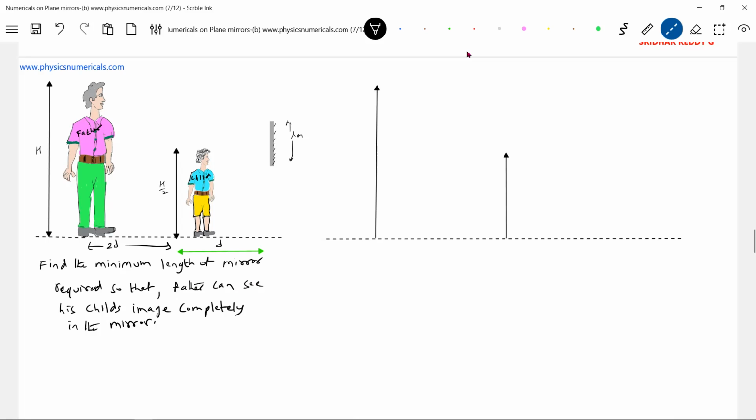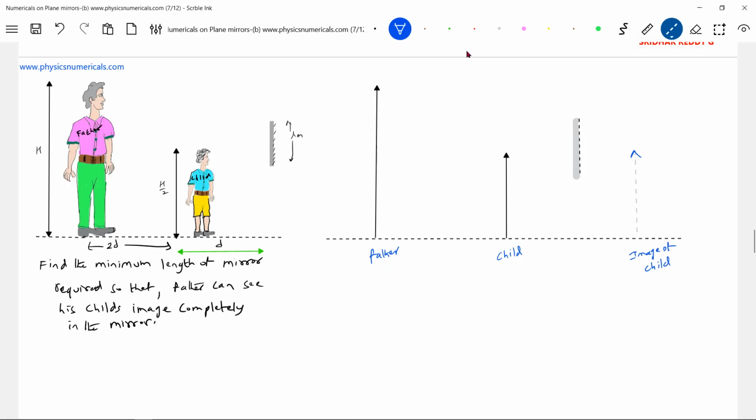Then the mirror. Then the image of that child is what we are putting it here. Okay, this is a child. This is an image of child. Now, who should see? The father should be able to see the image of child completely through this mirror. What should be the length of the mirror that is being asked?